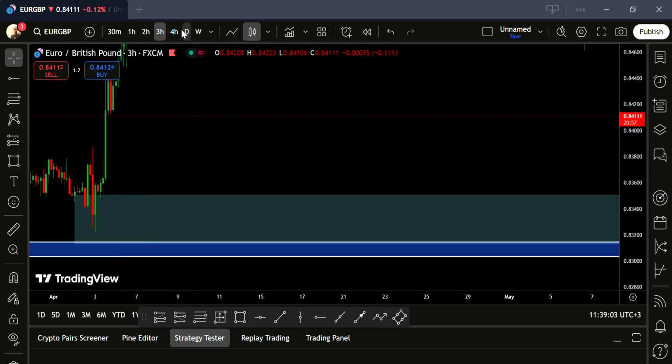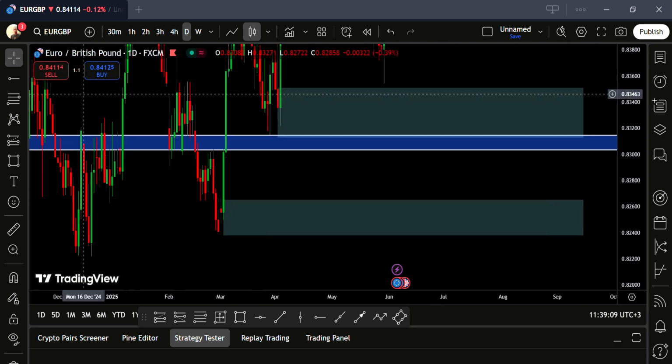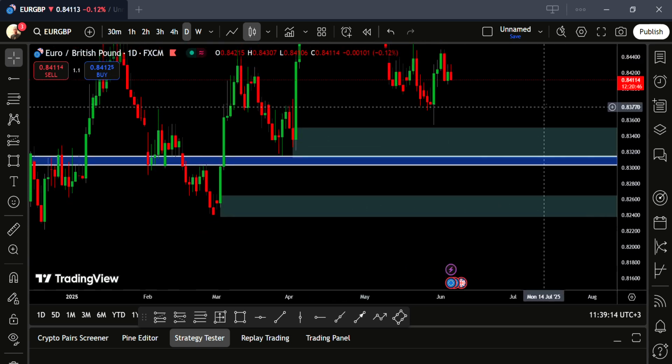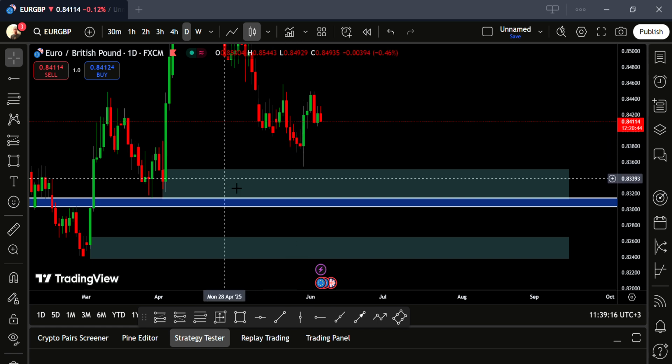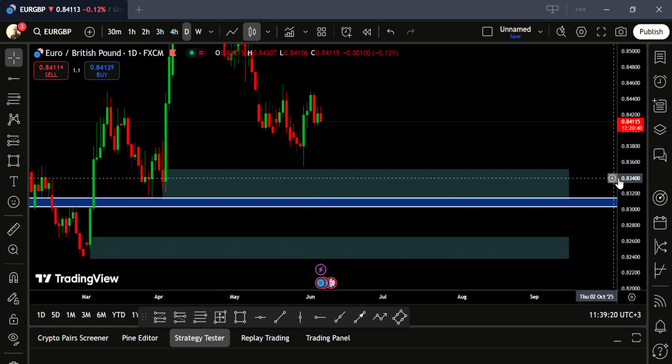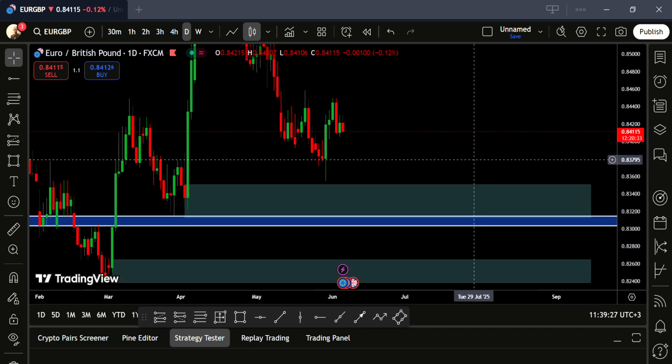Okay, so we shall first wait for price to reach there, and then we shall be buying Euro GBP. What are the buying zones? Don't buy from here. We are going to buy from here or from down here. That is Euro GBP. It can be this week or it can be next week, but we shall wait until price gets there.